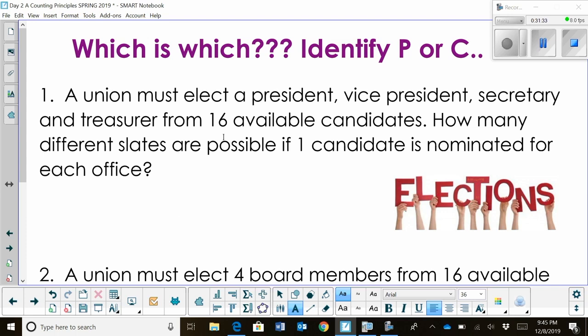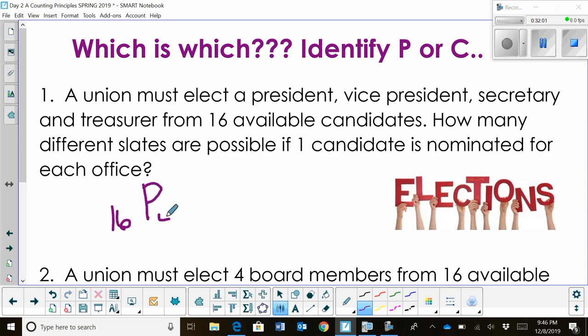Okay, so you have to think, does the order matter? Does the position matter? And in this case, could I choose 4 students to be president, vice president, secretary, and treasurer, and take the 4 students, reorder them, and come up with a new possible slate? And the answer is yes. So this one has to be a permutation. So how would I put it in my calculator? I would do 16 with a permutation of 4 positions.